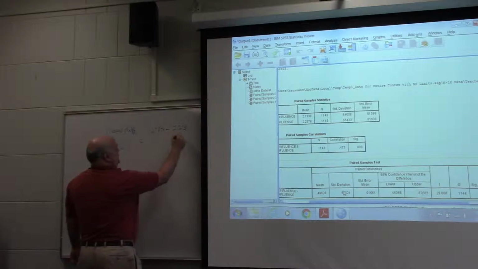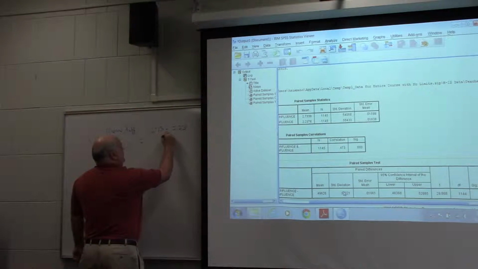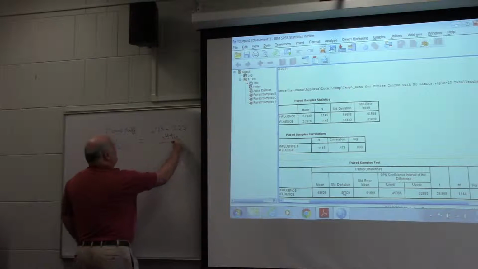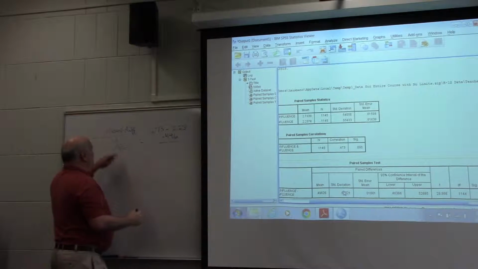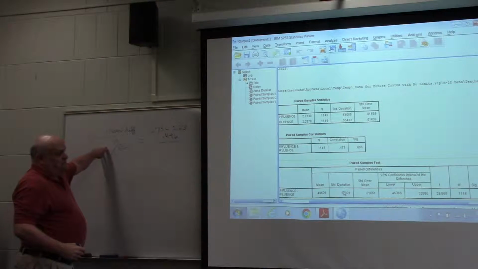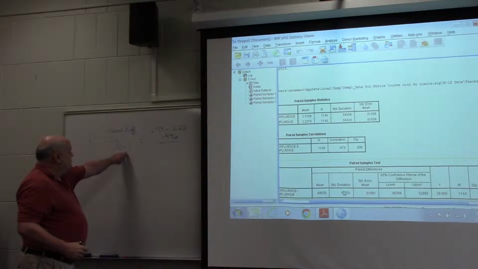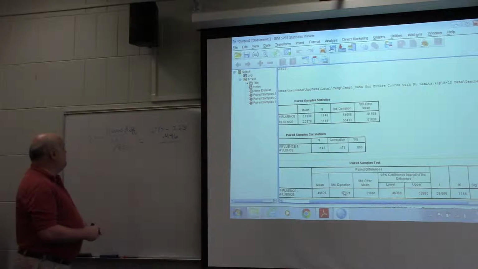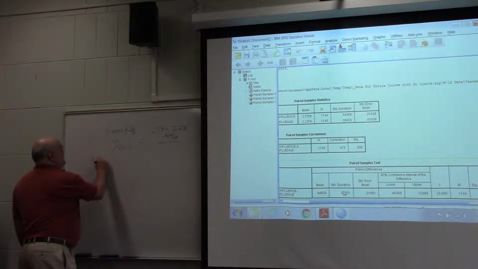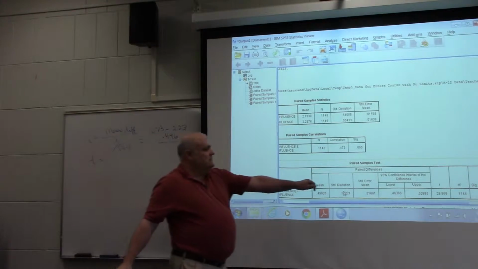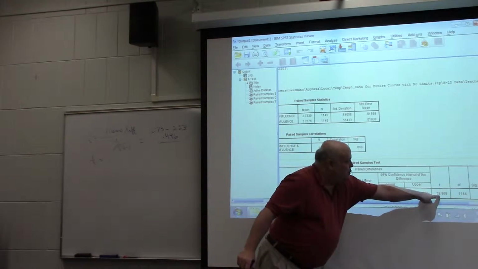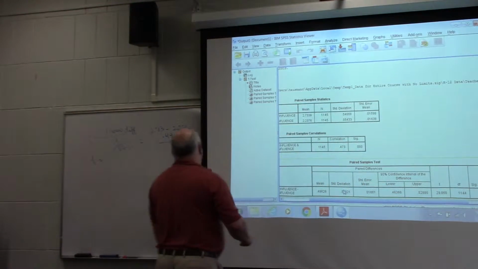So that's my numerator, 0.496. Once I factor in the standard deviation and the square root of n minus 1, then I get an observed t. In this case, my observed t was 29.868.